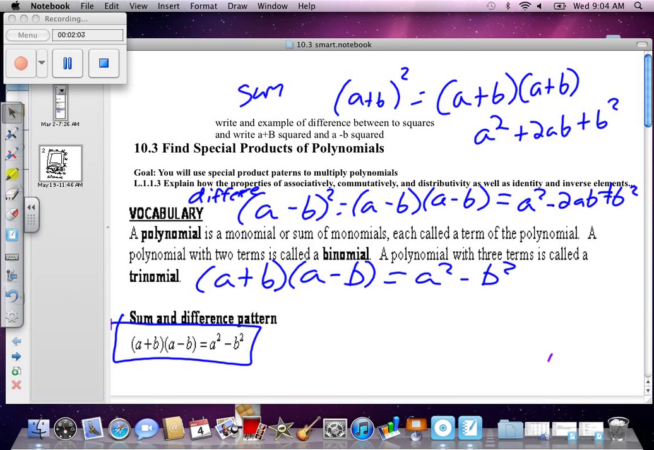Okay? The way this works is if you've got a plus b times a minus b, you're going to get a squared minus b squared. You don't have to FOIL. You don't have to use the table method. You can just know. Your sum and difference, your squares of binomials: if you've got a plus b squared, it's a squared plus 2ab plus b squared. If it's a minus b squared, it's a squared minus 2ab plus b squared. And I'm going to show you how some of these work.